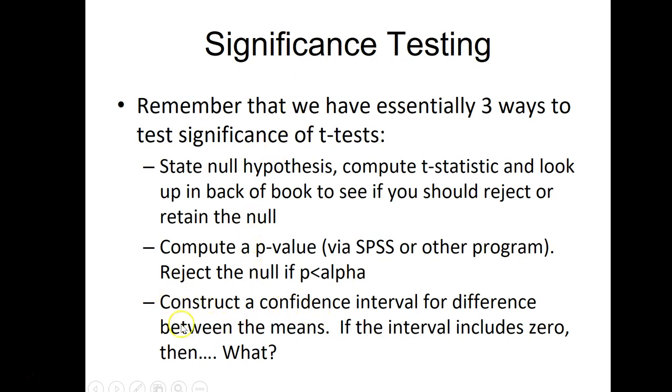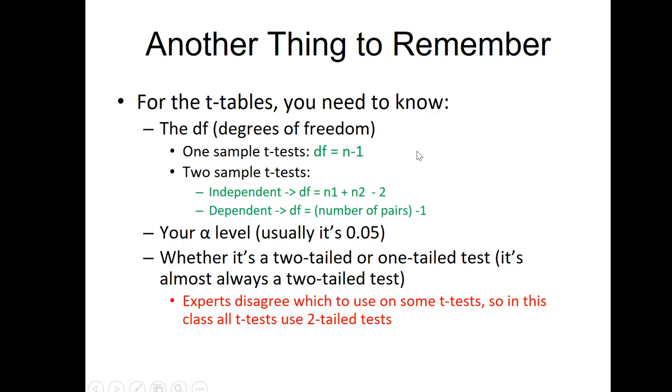And most professionals would prefer this, confidence intervals. But I want you to be comfortable doing all three. So, more things to remember. If you're looking stuff up in the back of the book for the t-tables, you're going to need the degrees of freedom. I hate defining degrees of freedom for you, so I'm not going to bother. Just think about it as a way of measuring sample size. For the one sample t-test, degrees of freedom is n-1. For two samples, it's different depending upon if it's an independent versus dependent test. And these are the summaries, the formulas for it.